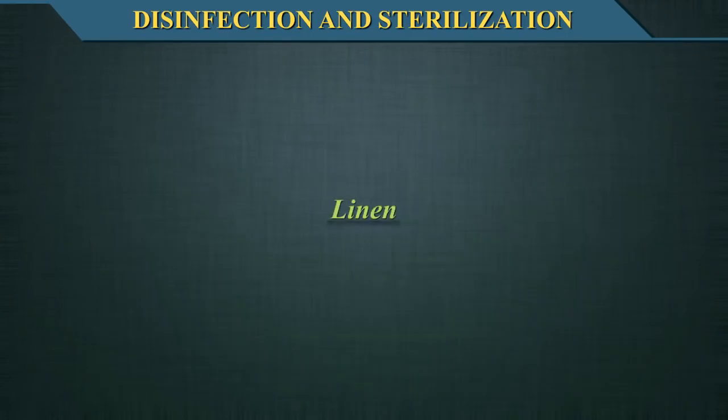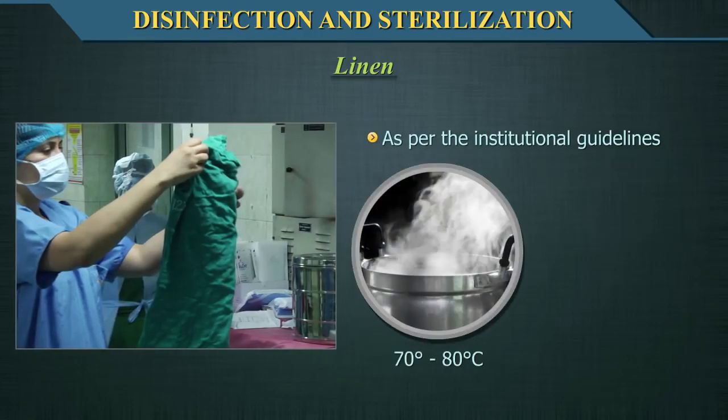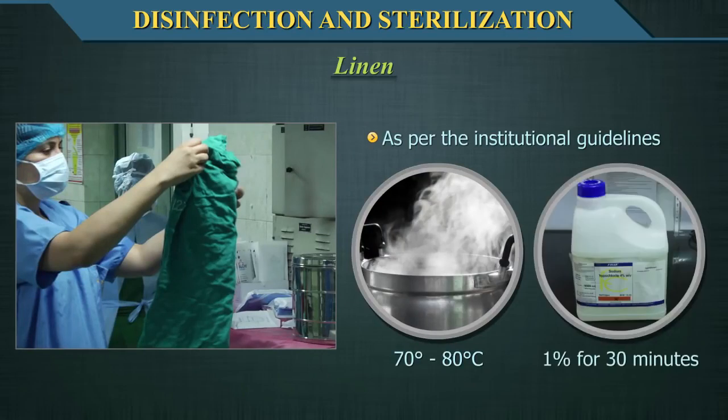Linen, if reusable, launder as per the institutional guidelines for soiled linen. For example, launder in hot water between 70 to 80 degrees Celsius if possible, or soak in clean water with 1% sodium hypochlorite for 30 minutes. Wash again with detergent and water to remove the bleach.